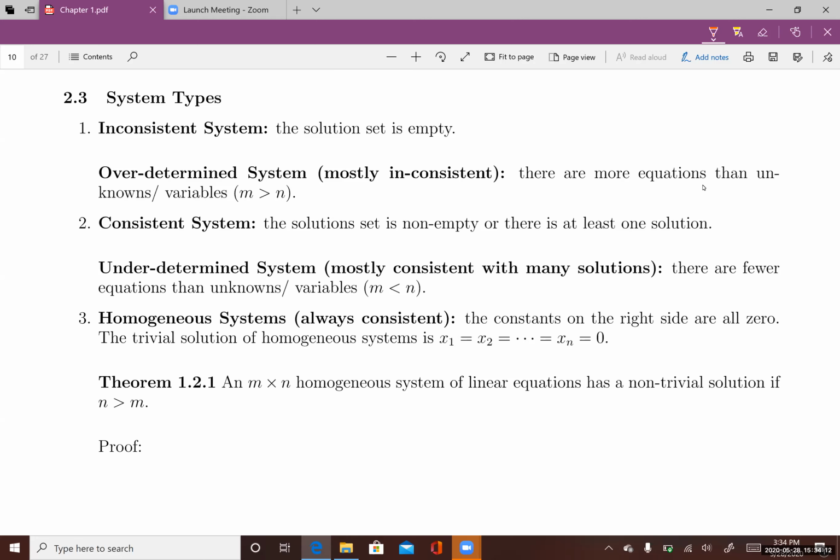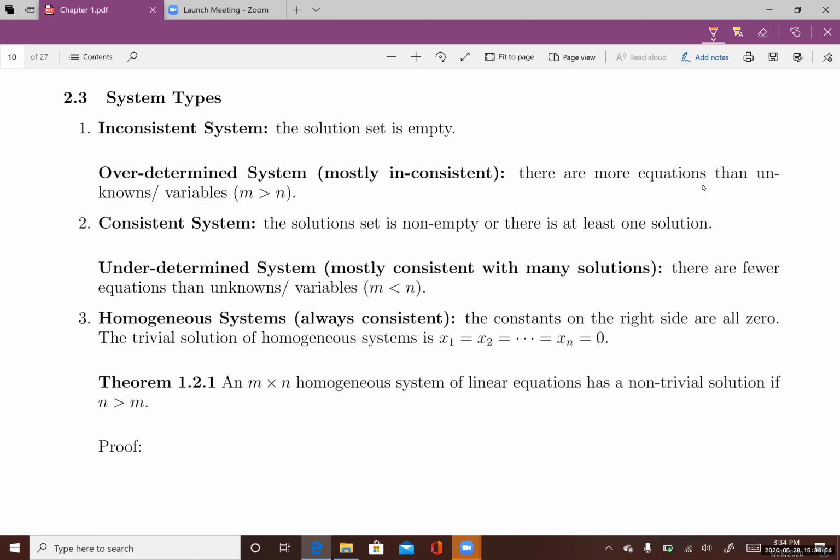Well, and then if your system is consistent, that means the system has at least one solution. So if you have a system and you can find at least one solution for that system, then the system is consistent. And in the case when the number of equations is less than the number of variables, so when m is less than n, where m is the number of equations and n is the number of variables, then the system is called an underdetermined system.